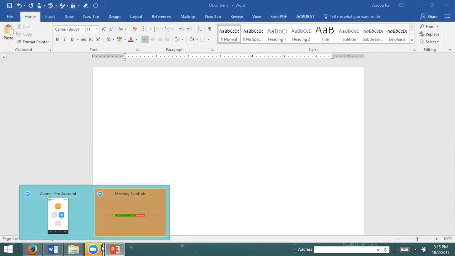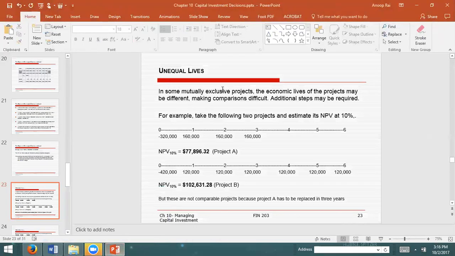Okay, so what we have here is the following. Let's say we are comparing 2 different machines we're planning to buy. One of them has a cash outflow of 320,000 and then a cash inflow of 160,000 for 3 years. The next one is negative 420,000, and then we have a cash inflow of 120,000 for the next 6 years. The net present value, we calculated at 10%, is as follows. It's 77,000 for the first project and 102,000 for the second project.